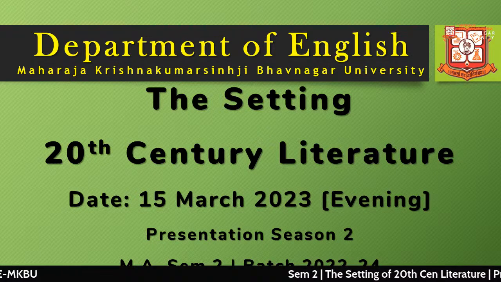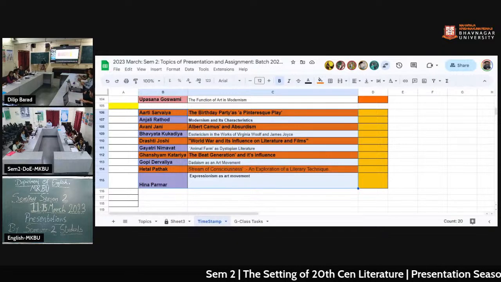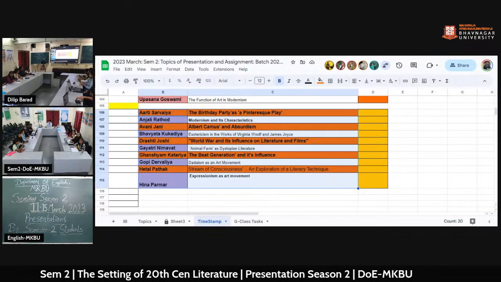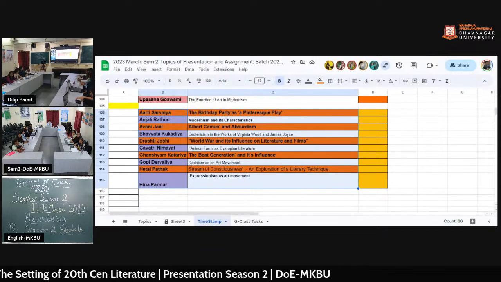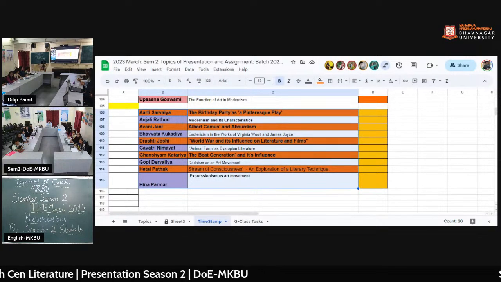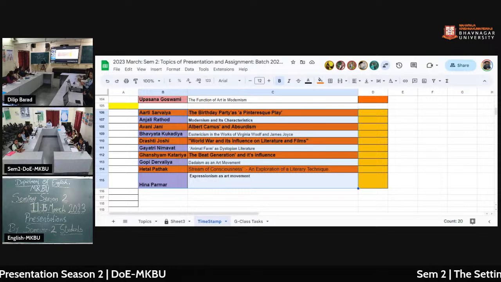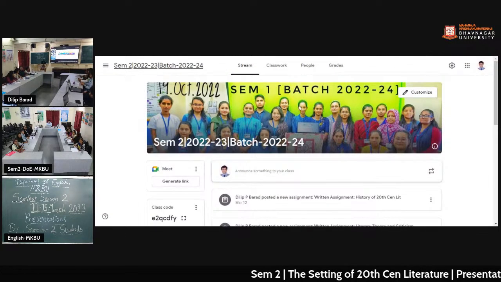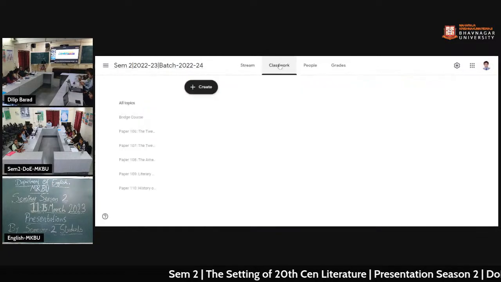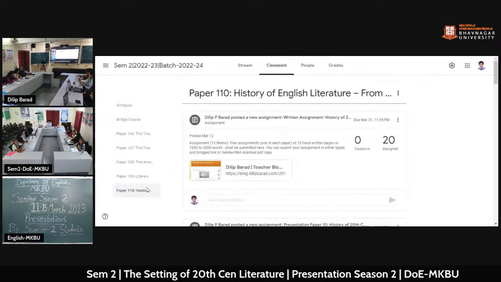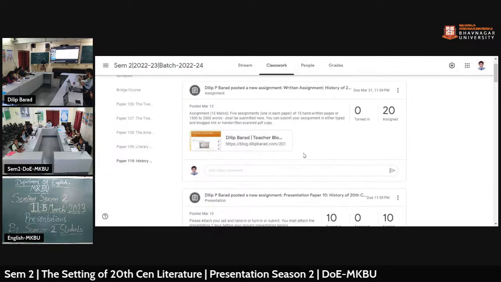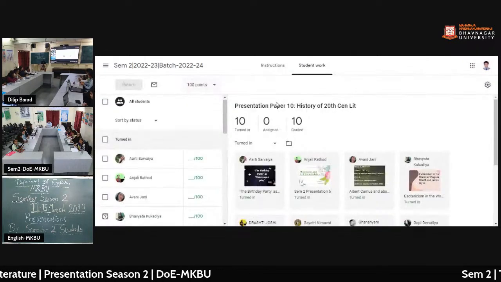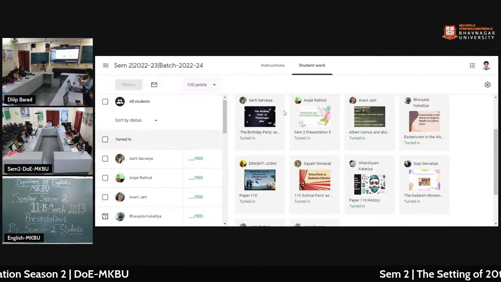The system of our presentation was something like this. The entire system wherein you have submitted your works in Google Classroom. We have a Google Classroom where you all have submitted your works, your PPT, in advance. And through this, you are making the presentations of your slides through Google Classroom.